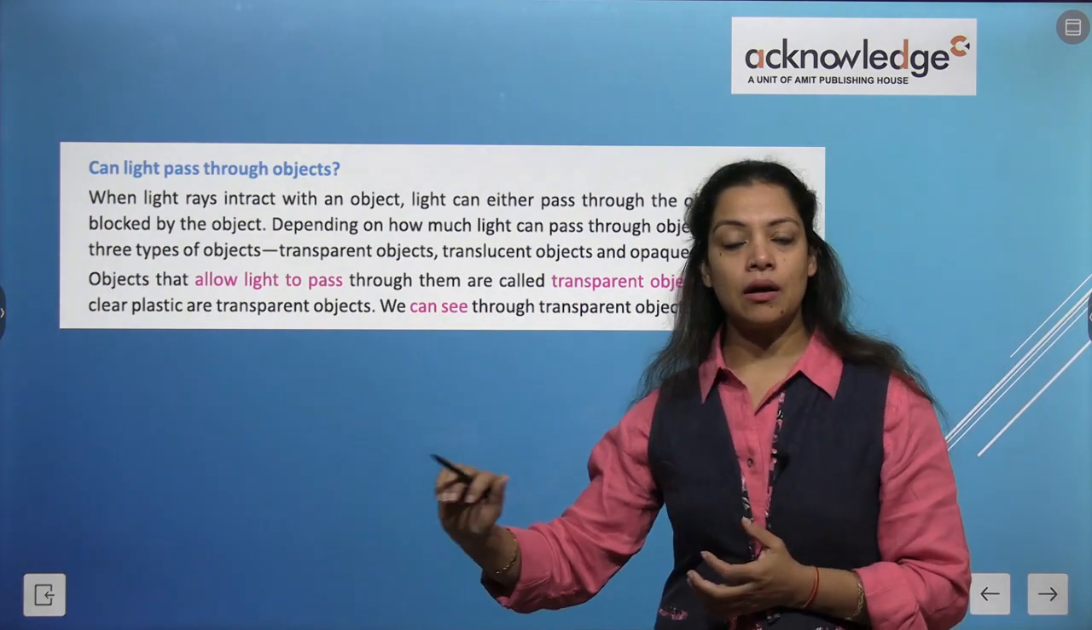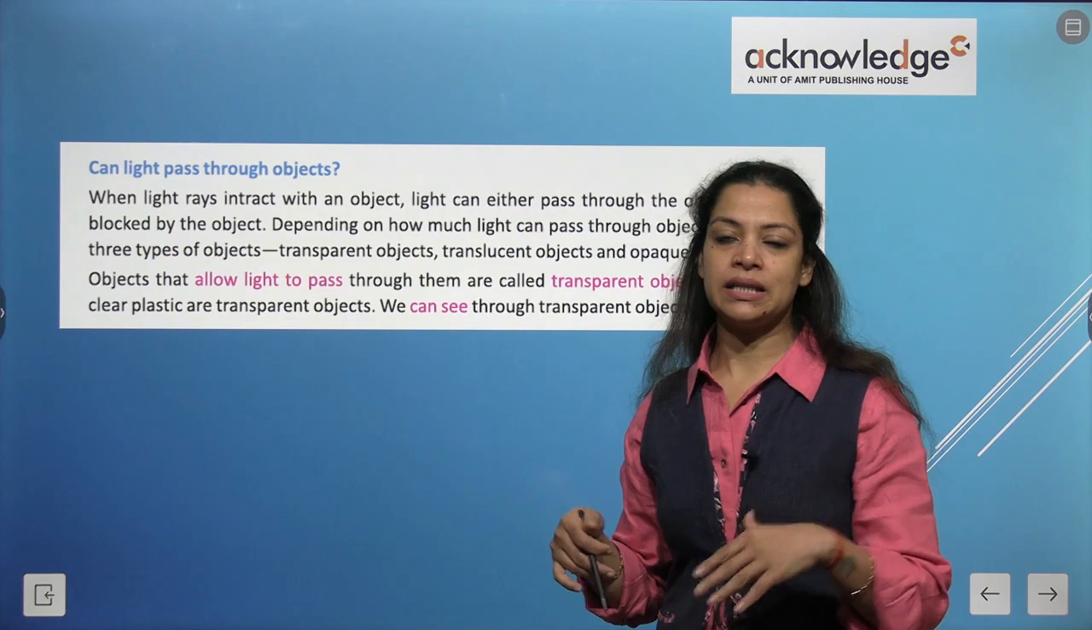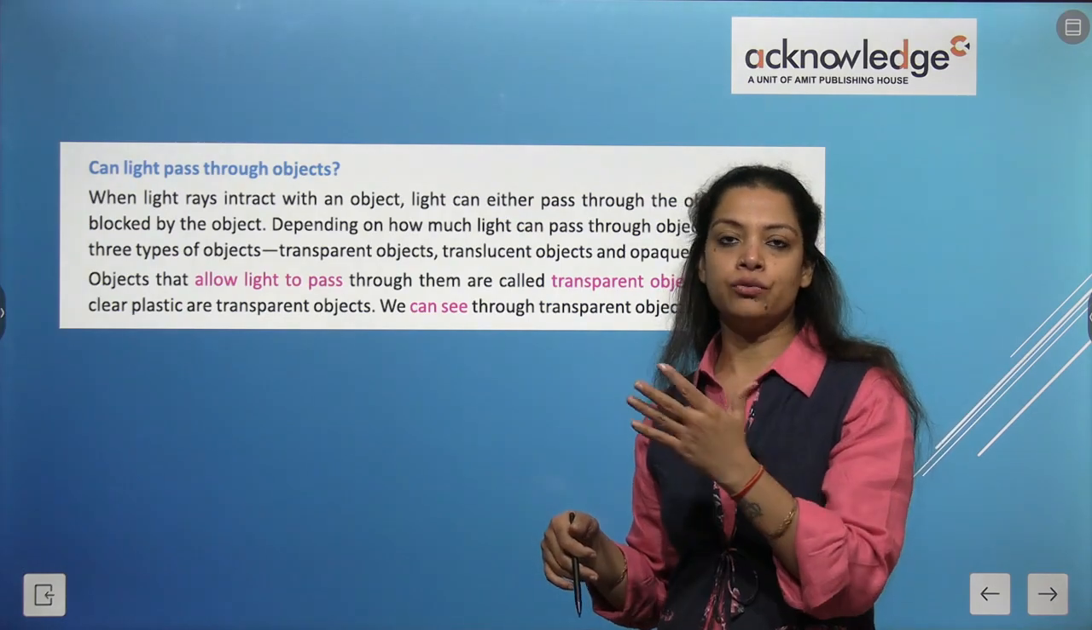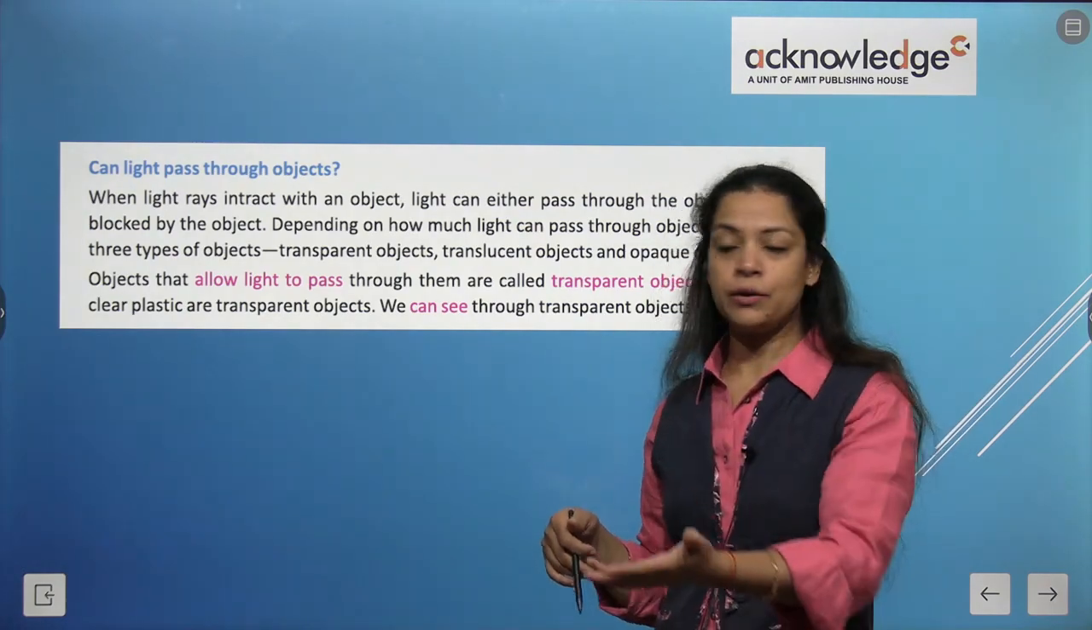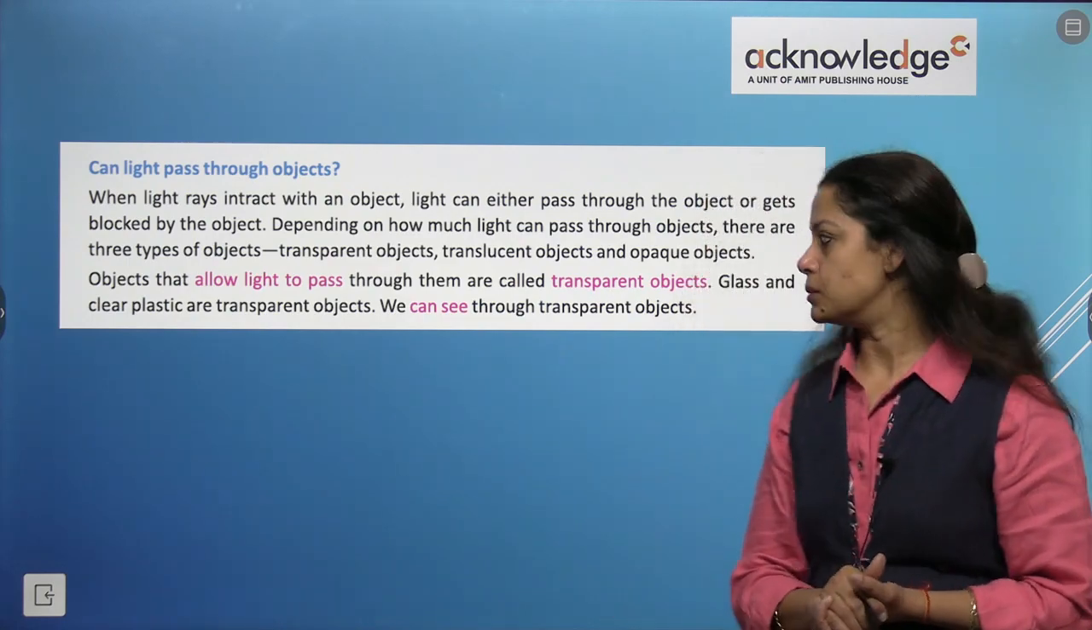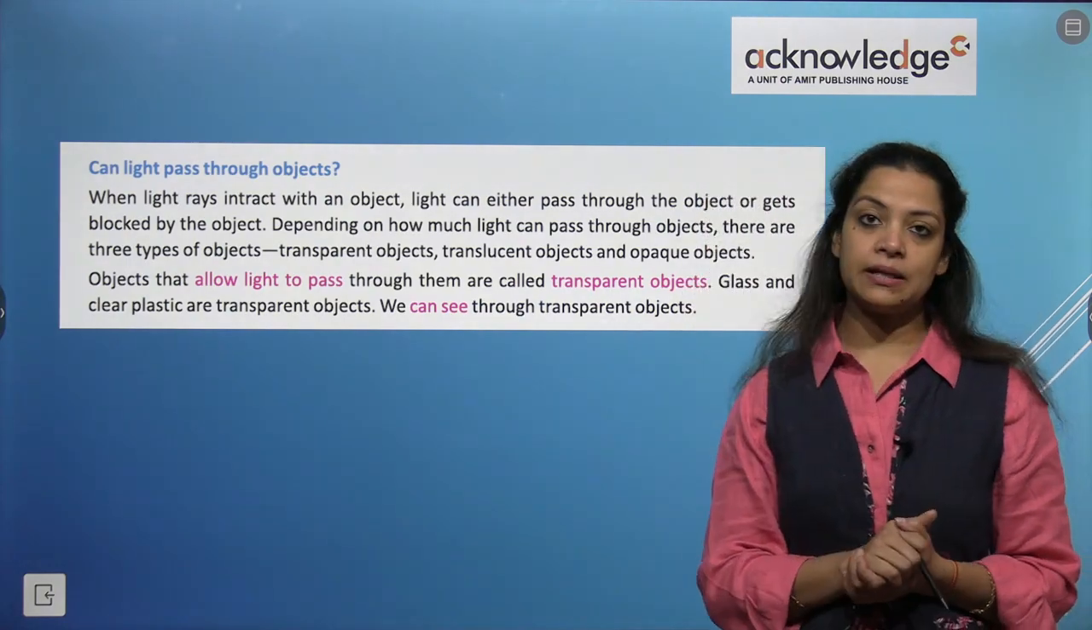Glass and plastic जो sheets होती हैं which we can see through, which enables us to see beyond it, those are transparent objects, and we can see through transparent objects.